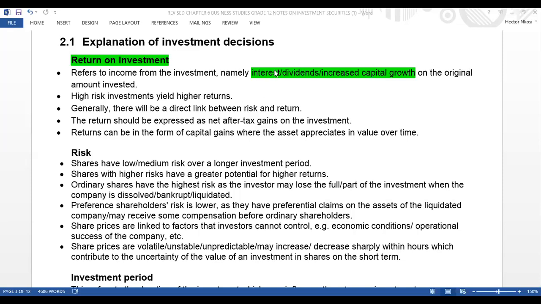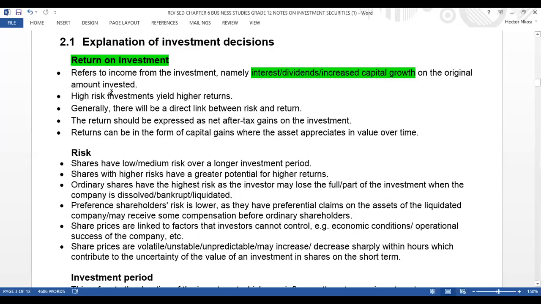So basically, you can get an interest when, let's say, you want to save money at the bank. Let's say you want to take 10,000 and put it in the bank so that you can get an interest at the end of its maturity term. Dividends. Remember dividends, if you invest in shares, in return, they'll pay you dividends. Then your increase in capital growth, also the same thing. But this one doesn't have to do with shares.